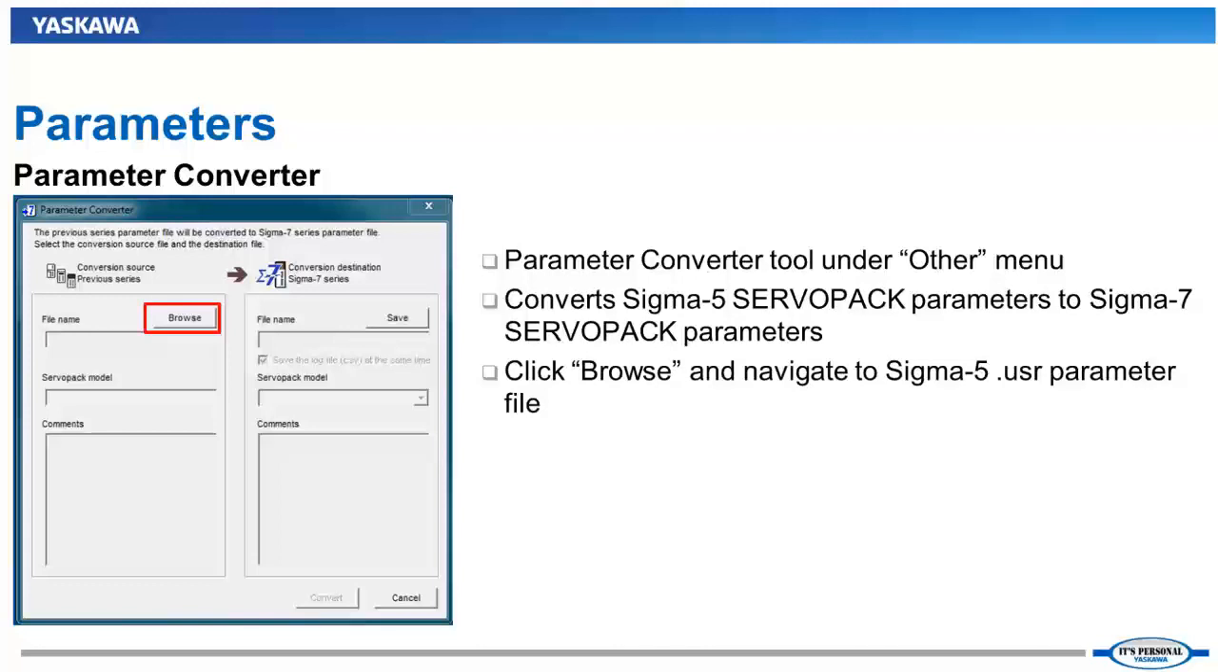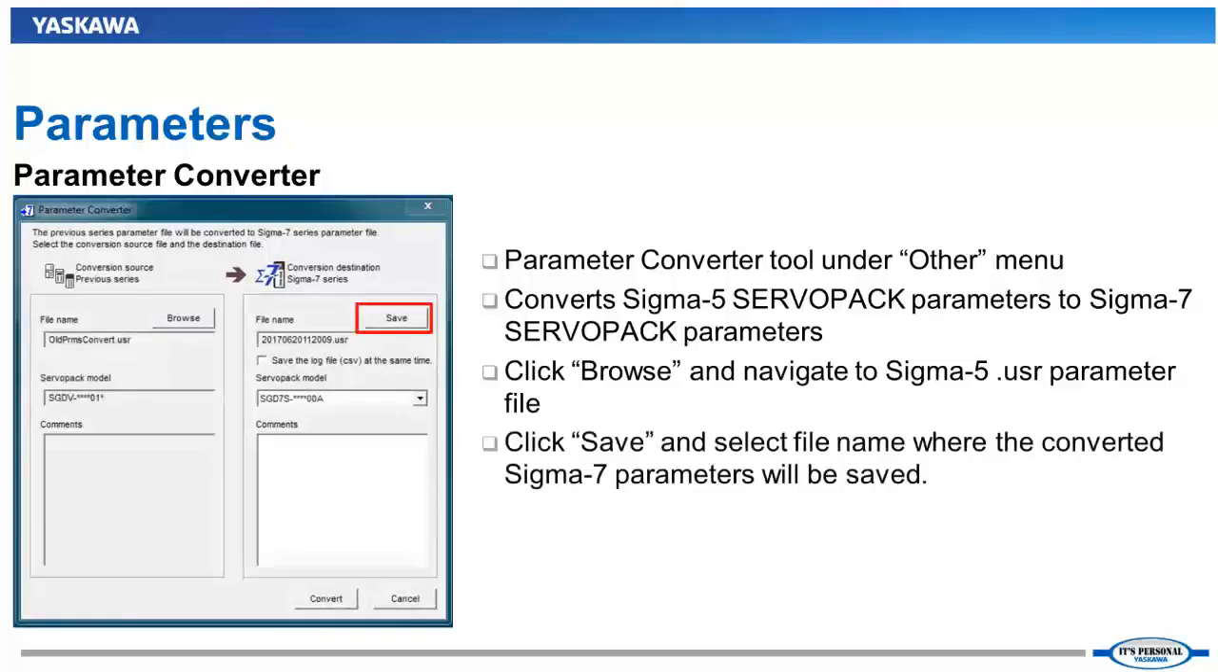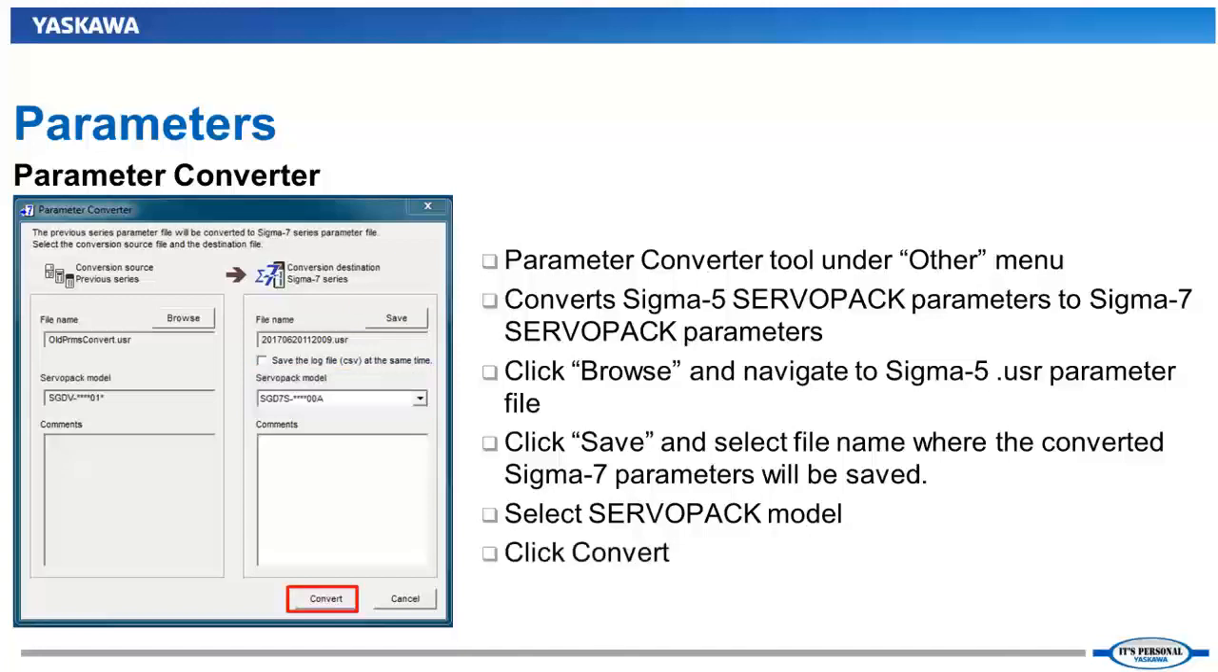Steps to convert the parameter file: browse to the old .usr file. Click Save and select a file name for the parameters to be converted and upgraded to, and then select a SERVOPACK model for those parameters that you want it to convert, and hit Convert, and it will save the new .usr file with the updated parameters, as well as, if you click the checkbox, it will save a log file of all the changes that were made.